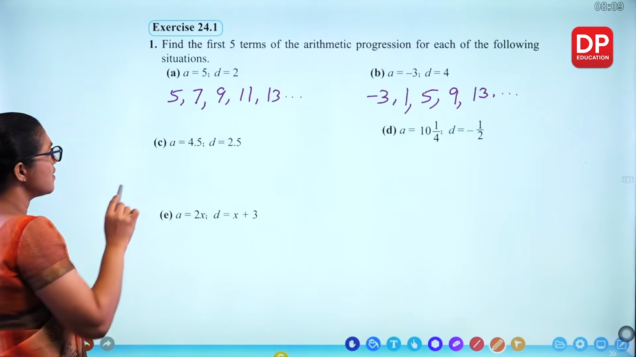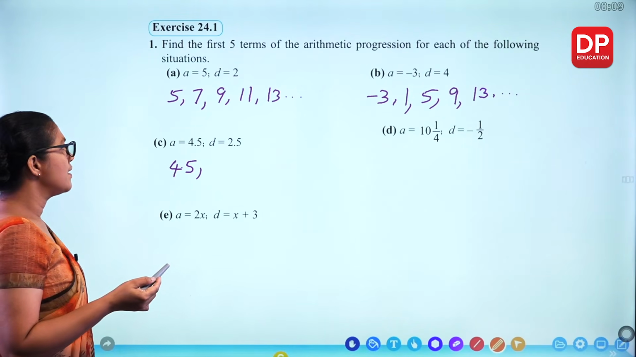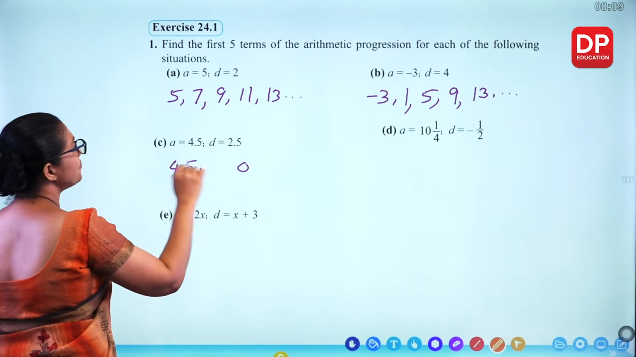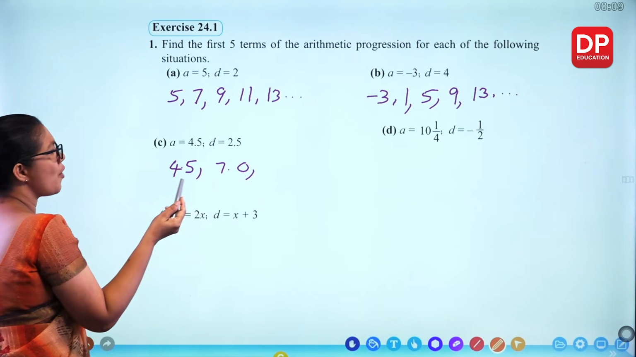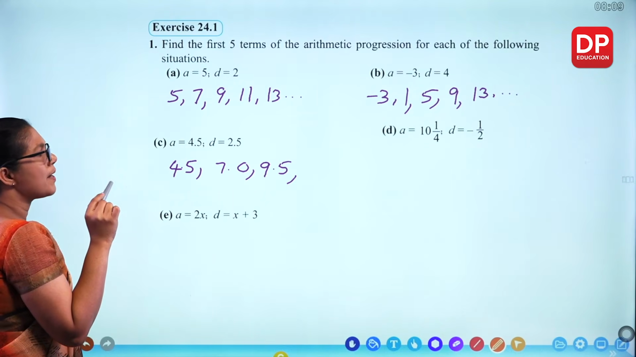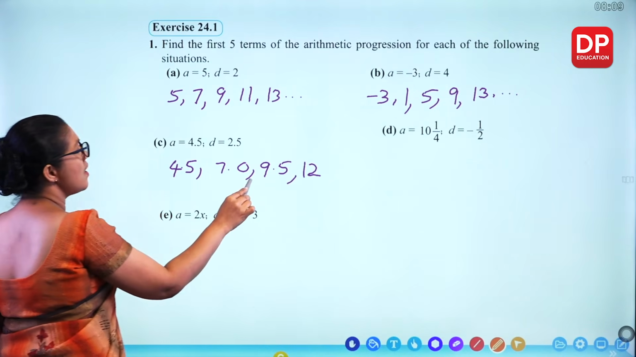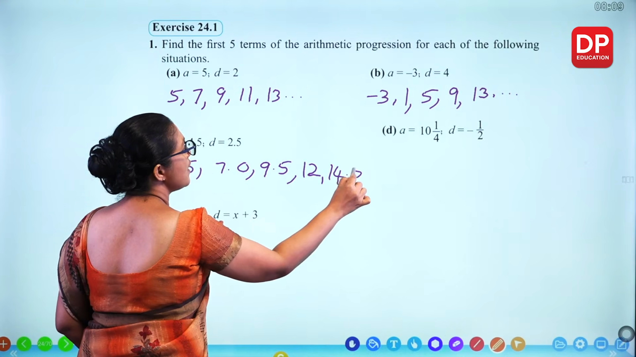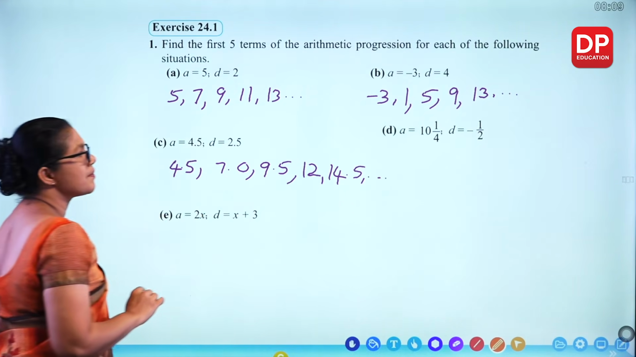This one, the starting value is 4.5. 4.5 plus 2.5. What's the answer? You are adding these two. You get 7. 7 plus 2.5 is 9.5. 9.5 plus 2.5 is 12. 12 plus 2.5 is 14.5. 1, 2, 3, 4, 5. So we have 5 terms.